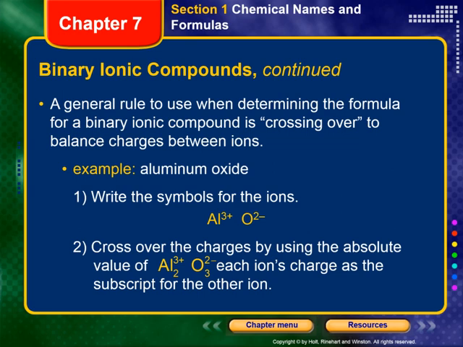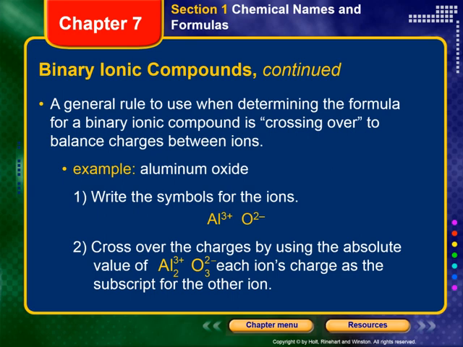A general rule to use when determining the formula for a binary ionic compound is crossing over to balance charges between those ions. For example, aluminum oxide. First off, let's write the symbols for those ions. We have aluminum 3+ and O 2-.